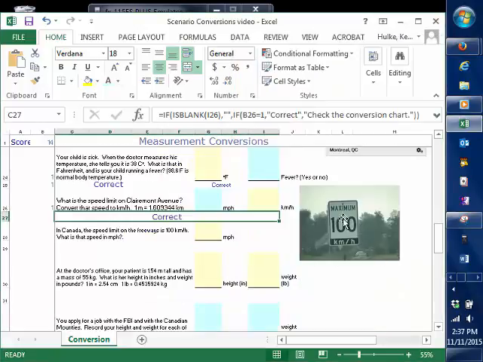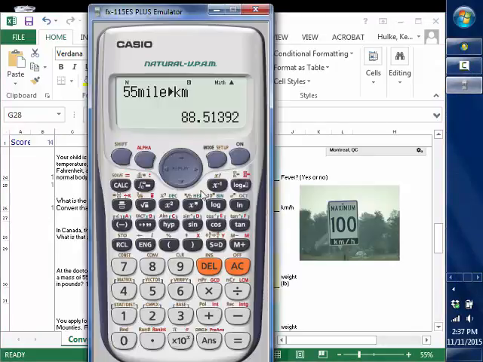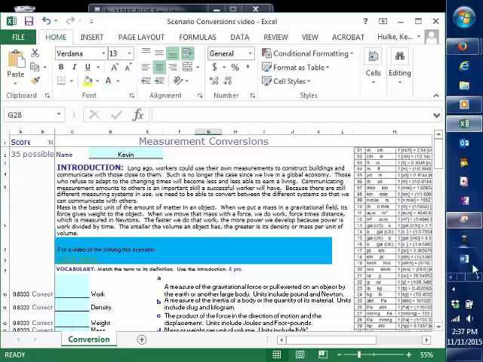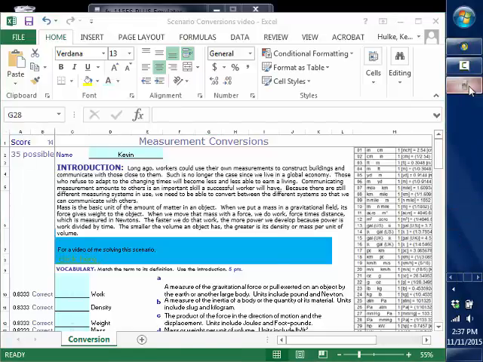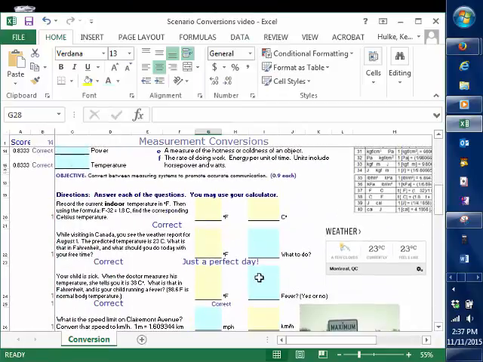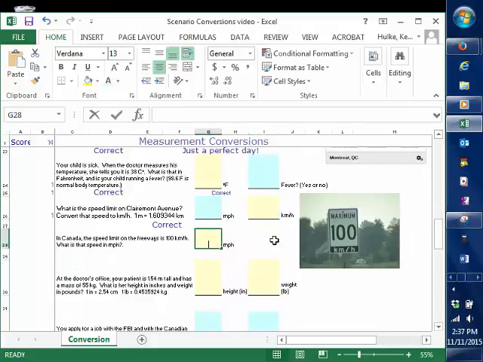In Canada, this picture is of the speed limit in Canada. We want to know what that would be in miles per hour. So on our calculator, we would get 100. Now we're going the other way though, shift conversions, and if you notice, we're going from kilometers to miles, so that's conversion number 8. And we get kilometers to miles comes out to be about 62. 62 miles per hour.